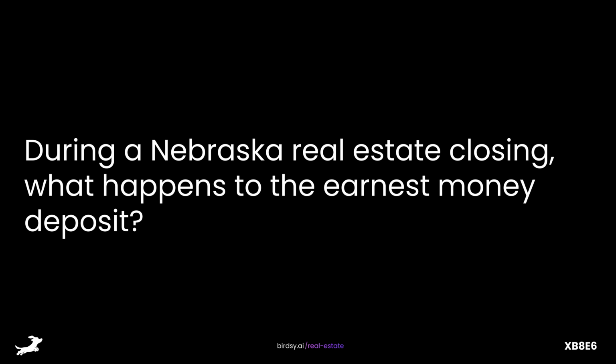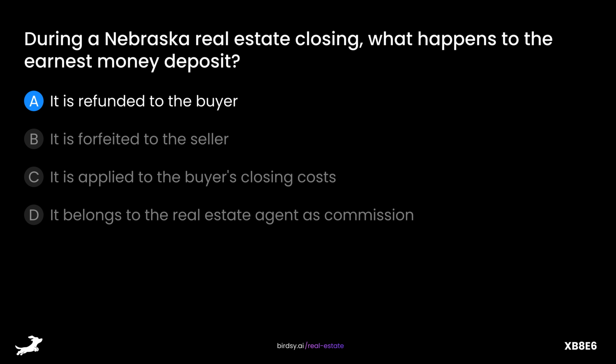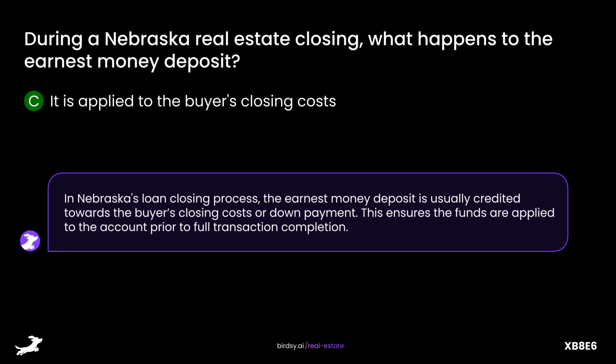During a Nebraska real estate closing, what happens to the earnest money deposit? Is it A, it is refunded to the buyer; B, it is forfeited to the seller; C, it is applied to the buyer's closing costs; or D, it belongs to the real estate agent as commission? The answer is C. It is applied to the buyer's closing costs. In Nebraska's loan closing process, the earnest money deposit is usually credited towards the buyer's closing costs or down payment. This ensures the funds are applied to the account prior to full transaction completion.